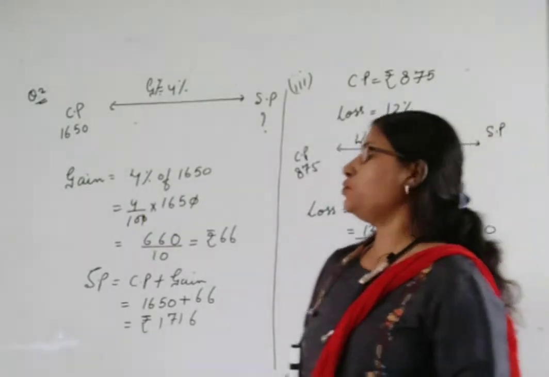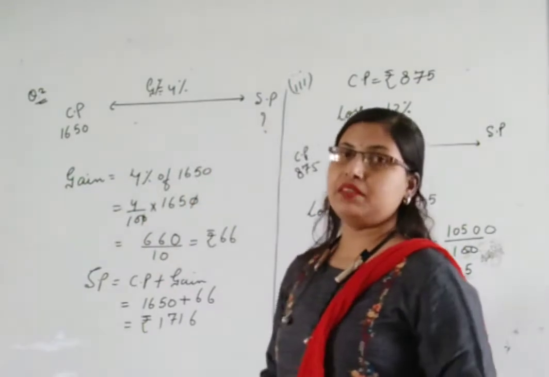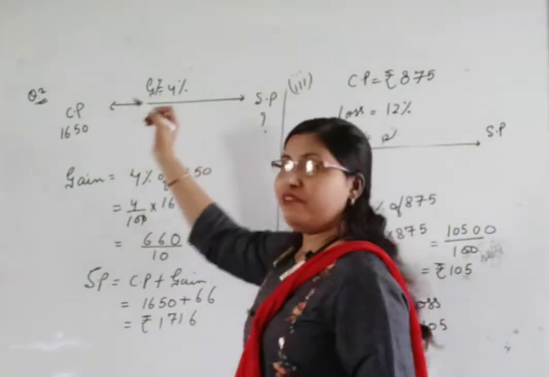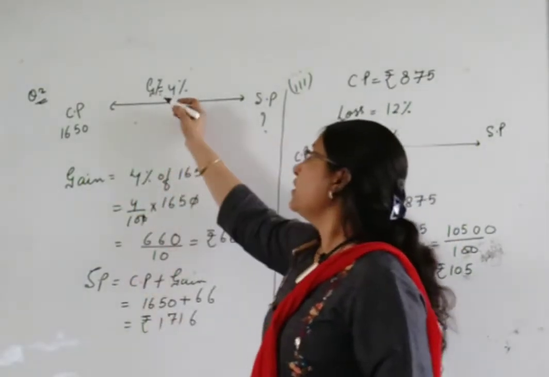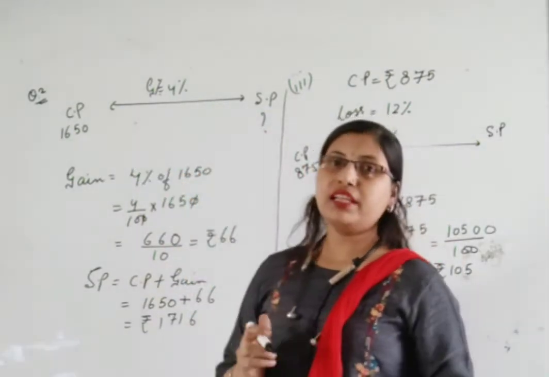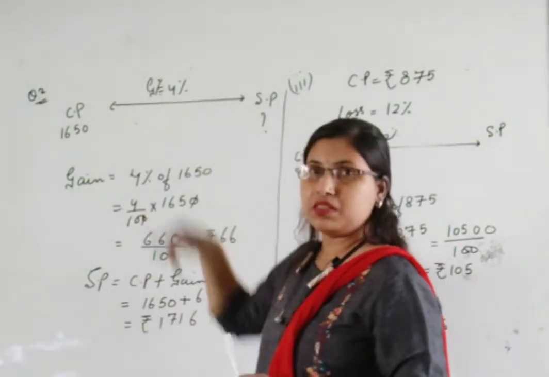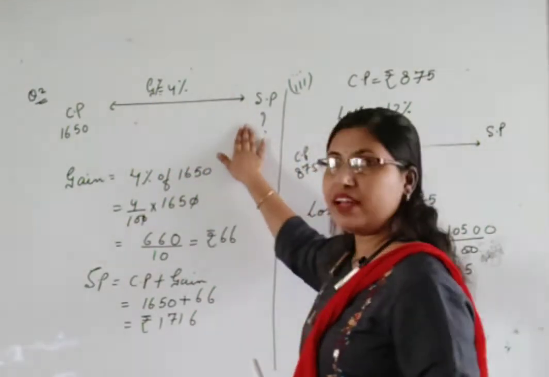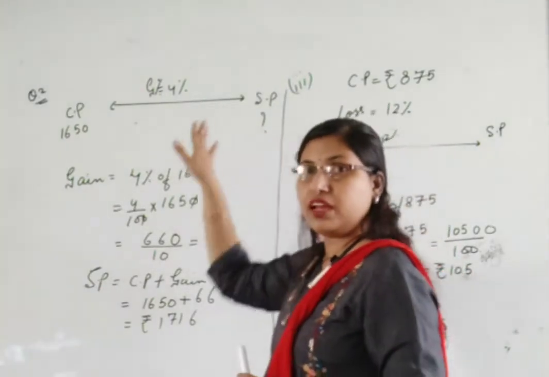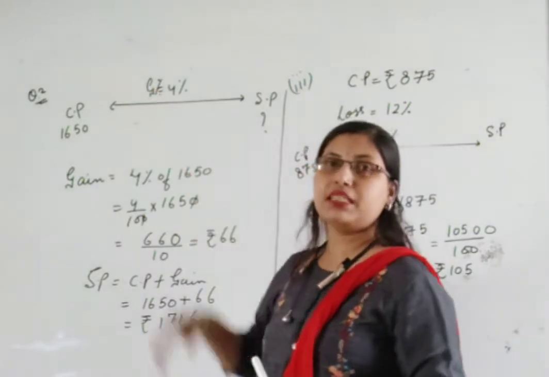In question number 2, we are given CP and we are given gain percent. So in the previous question, gain was given in the value form, right? Or all the values are given in the value form, right? And we have to find out the gain and the gain percent. But this time the third value is missing, means SP is missing. We have to find out SP, and the gain is given in the form of percentage.